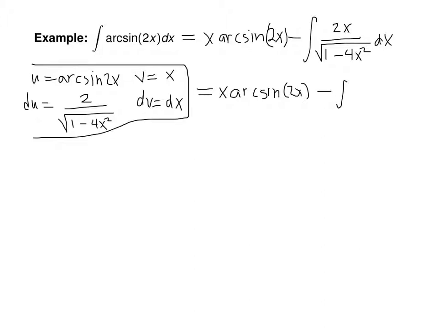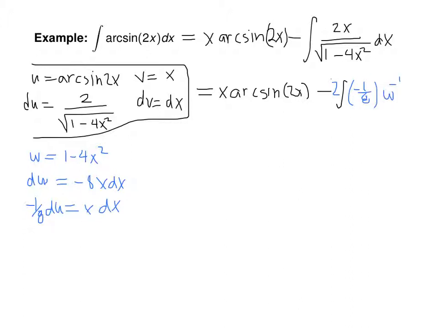We've already used the letter u, so let's pick something different like w. w would equal 1 minus 4x squared. dw would be negative 8x dx. So negative 1/8 dw equals x dx. See, we have x dx. So we'll take out that 2. So negative 2, negative 1/8, w to the negative 1/2 dw.